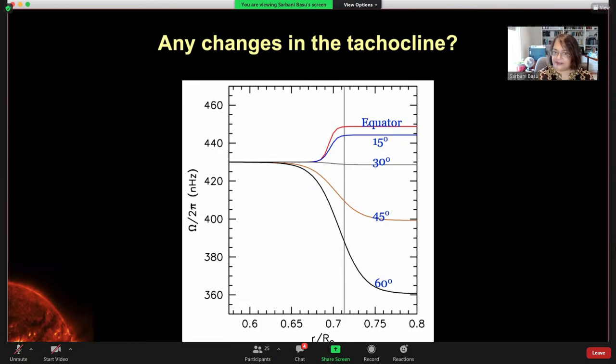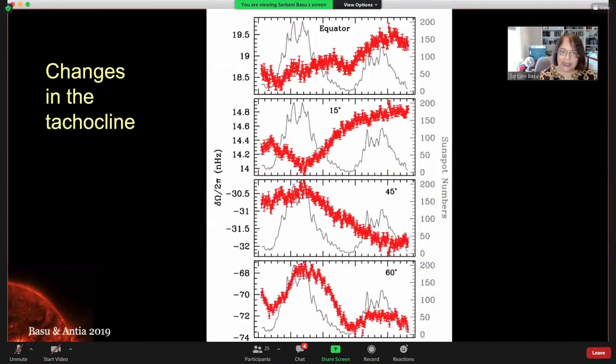These are latitude dependent. So what we tried to look at is whether this jump in the change in the rotation rate has a solar cycle dependence. We did try to look at even the position, but the data were too noisy, so we looked at this jump. Remember, the equator has a higher rotation rate than the interior, so we call this jump positive. At 60 degrees, you have a lower rotation rate than the interior, we call that jump negative, because you'll see in the next figure. So what does the solar cycle change in delta omega look like?